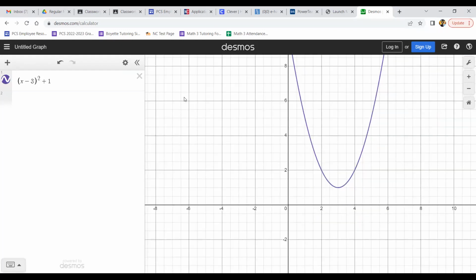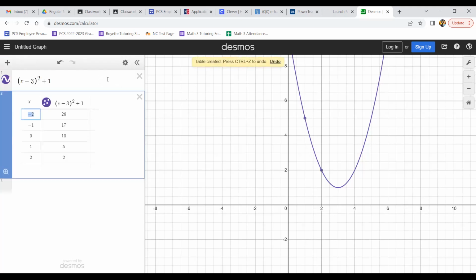To get points for our graph, we're going to come over here to the gear and click on that. We're going to click on Create Table. And we want to see all these values right here. What I want you to do is look for the locator point, the vertex, on the table. So (3, 1) is the point that I want to see on the table. And I want to find points to the left and to the right of that vertex. If you want to make the table bigger, you have 2 ways to make it bigger. You have the negative side. So I'm going to put my cursor right after the -2.